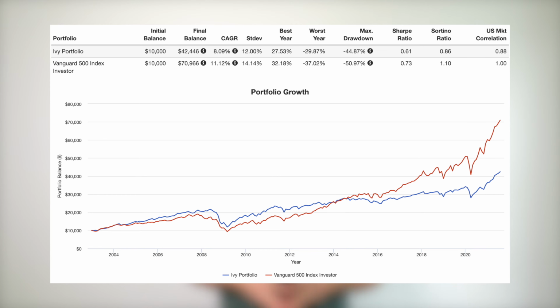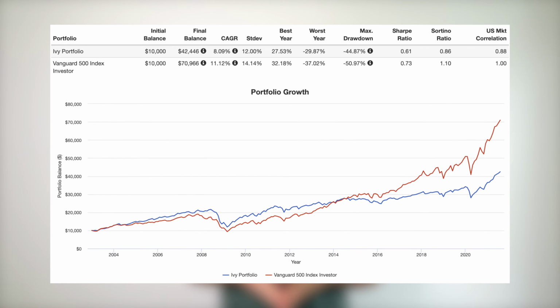Going back to 2002, the Ivy portfolio's performance has been pretty dismal compared to the S&P 500. This shouldn't be very surprising though. I've explained elsewhere why we wouldn't expect commodities to deliver a positive real return, and this portfolio allocates a huge 20% to them. Unfortunately, the Ivy portfolio's volatility and max drawdown aren't terribly different from that of the S&P 500.